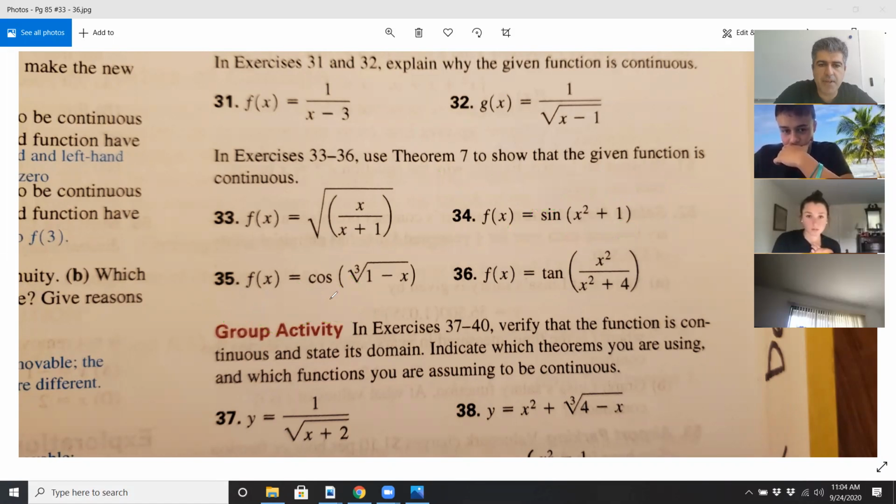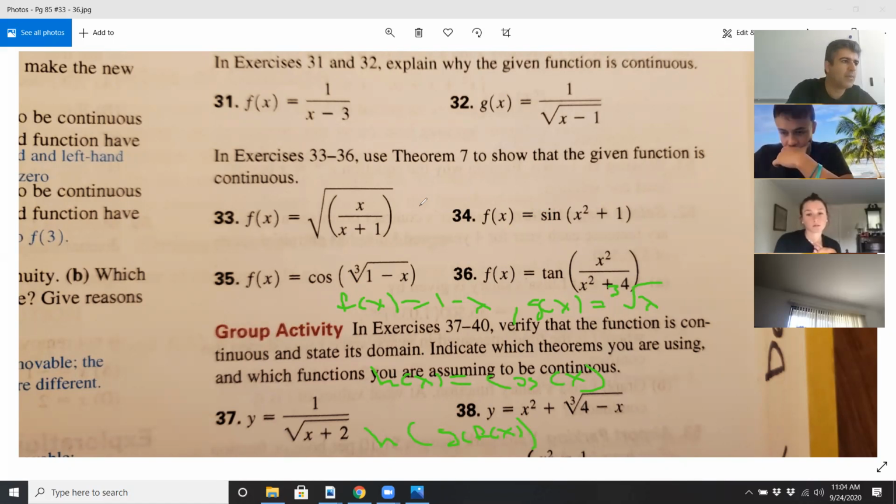For 35, you could have said, you know, f of x is 1 minus x. That's continuous. It's linear. g of x is cube root of x. That's continuous. Cube root, why not? And then you say h of x is cosine x. That's continuous too. We've seen cosine x. There's no breaks in it. So h of g of f of x will, of course, be continuous, according to this theorem here, or what we discussed in class. So that's that.